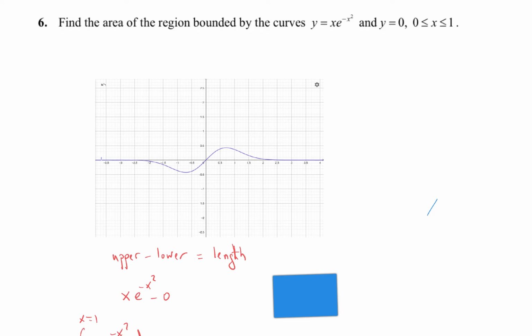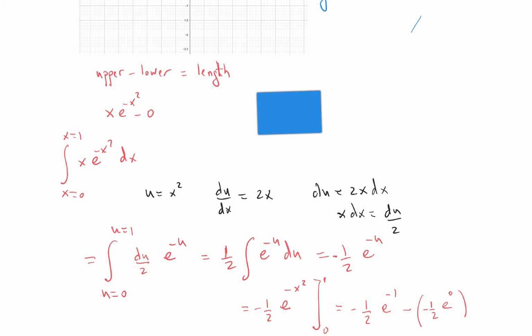0 between 0 and 1. So it's asking me for this area. What is this area? Well, the upper curve is this one, and the lower curve is the curve y equals 0. So the upper minus the lower. The setup will be the integral of the upper minus the lower dx.